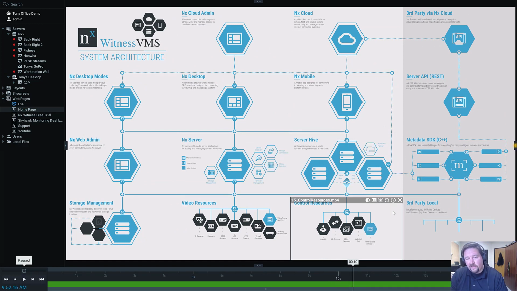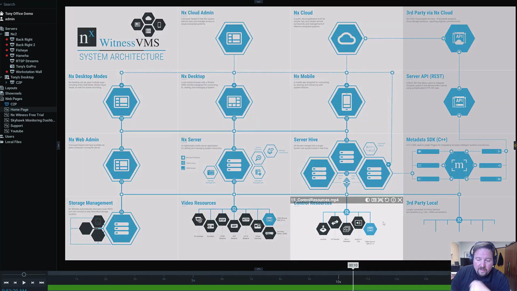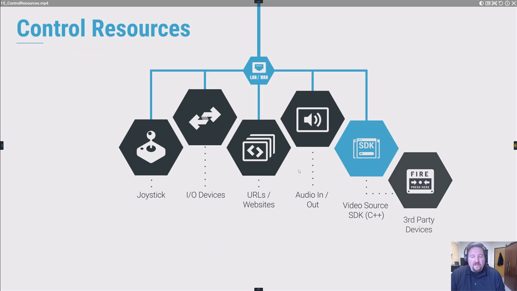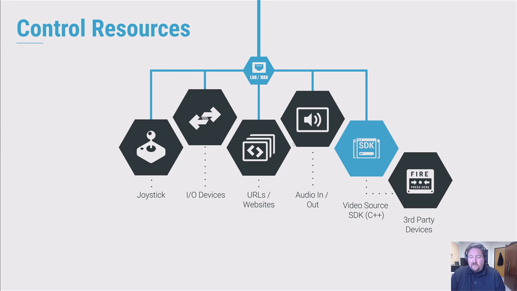And audio in and out. On the client itself, you can do things like set up events that trigger audio, but also audio devices like the Axis speaker can be integrated as well. And then finally, the video source SDK, just like it can be used to integrate third-party video sources, can also be used to integrate third-party I/O devices.